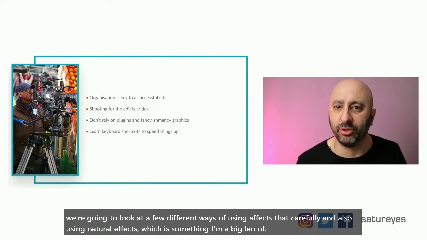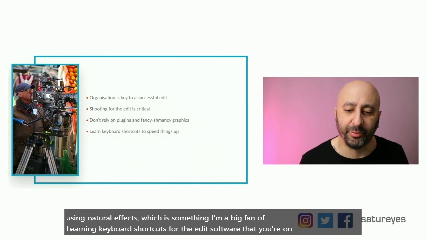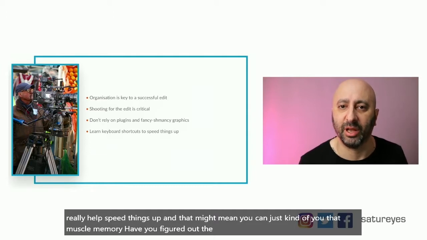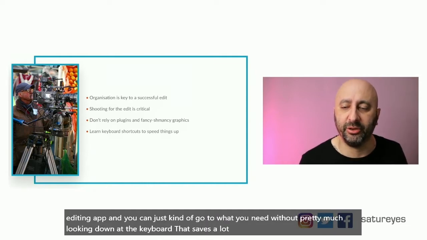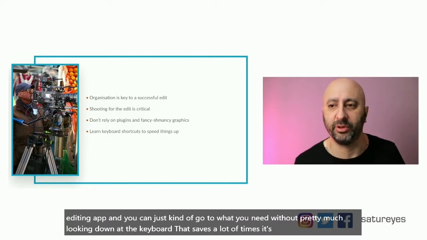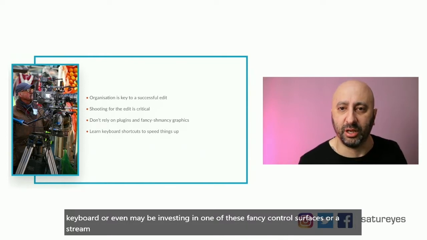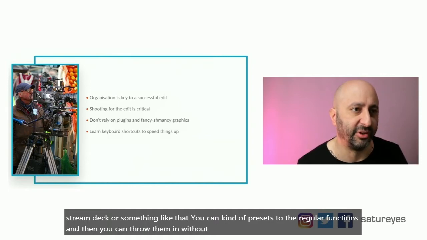Learning keyboard shortcuts for the edit software that you're on can really help speed things up. It becomes muscle memory, and you have your fingers over the keyboard like you would in a photo editing app, and you can go to what you need without pretty much looking down at the keyboard. That saves a lot of time. So it's worth customizing your keyboard, or even maybe investing in one of these fancy control surfaces or a Stream Deck or something like that, that you can preset to the regular functions, and then you can throw them in without having to dip through menus and stuff. So that's always worth investigating.